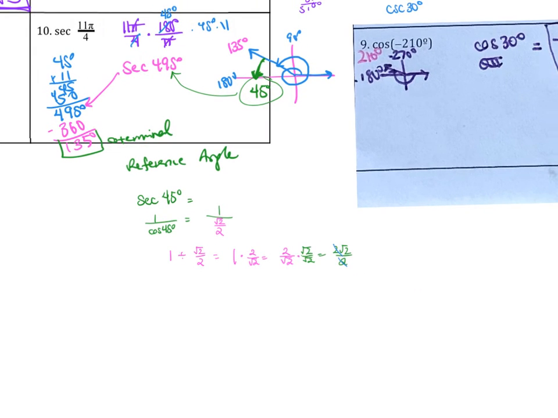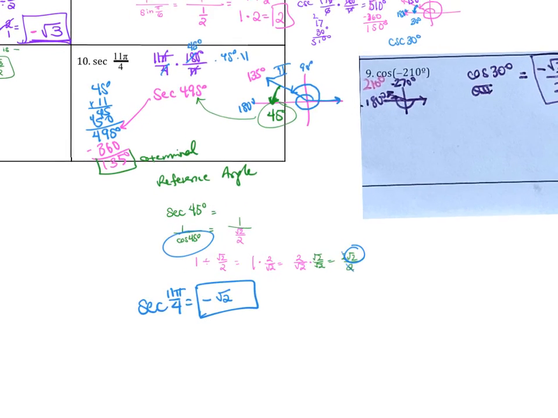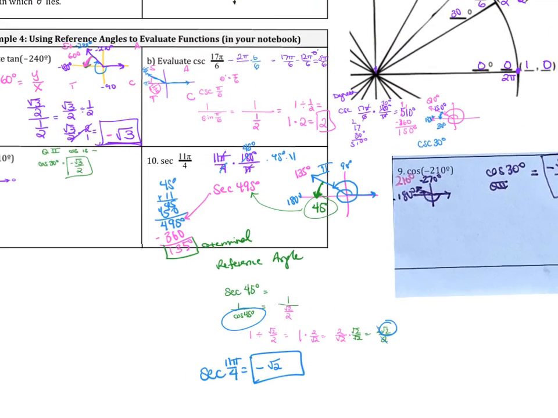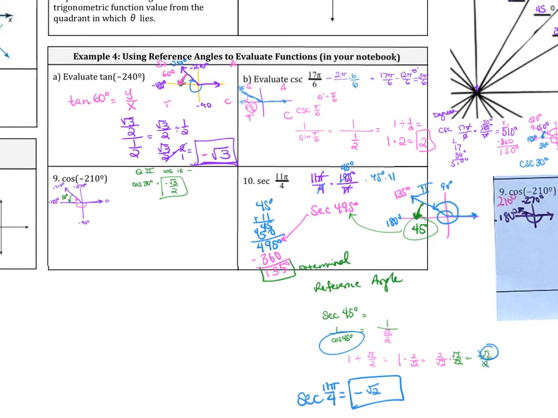Now, we have to know what quadrant we are in. We're looking at cosine, and it is in quadrant 2. So the value ultimately is negative square root of 2. So after all of this, the answer to this problem, secant of 11 pi over 4, is negative square root of 2.